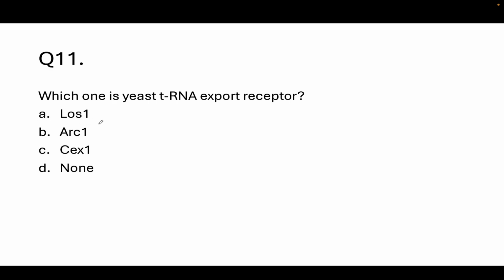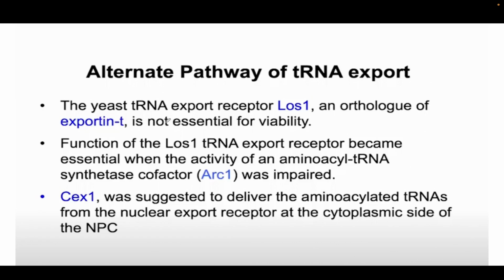So most of you have said A, that is LOS1, and it is the correct answer. Let's talk about it. Alternate pathway of tRNA export. The tRNA export receptor LOS1, an ortholog of exportin-T, is not essential for viability. The function of the LOS1 tRNA export receptor became essential when the activity of an aminoacyl-tRNA synthetase factor, ARC1, is impaired. Next, CEX1 was suggested to deliver the aminoacylated tRNAs from the nuclear export receptor at the cytoplasmic side of the NPC.